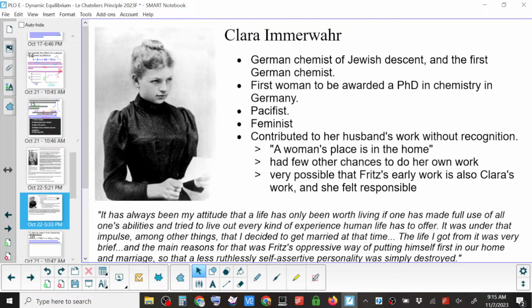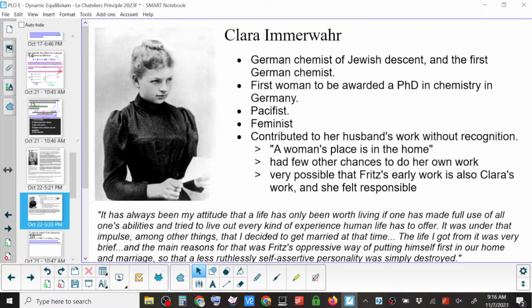She was certainly a really good chemist. To be a female chemist, to be awarded your first PhD, you would have had to have really good work and be really accomplished to do that. Also Jewish, first woman to be awarded a PhD. She was a pacifist in the war and a feminist. She didn't get any recognition, naturally, for her contribution to her husband's work, so we just have a guesstimate.